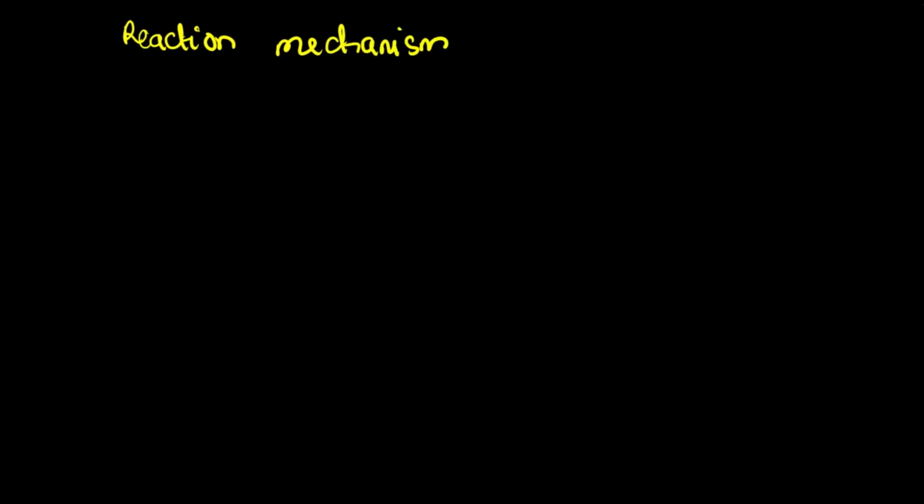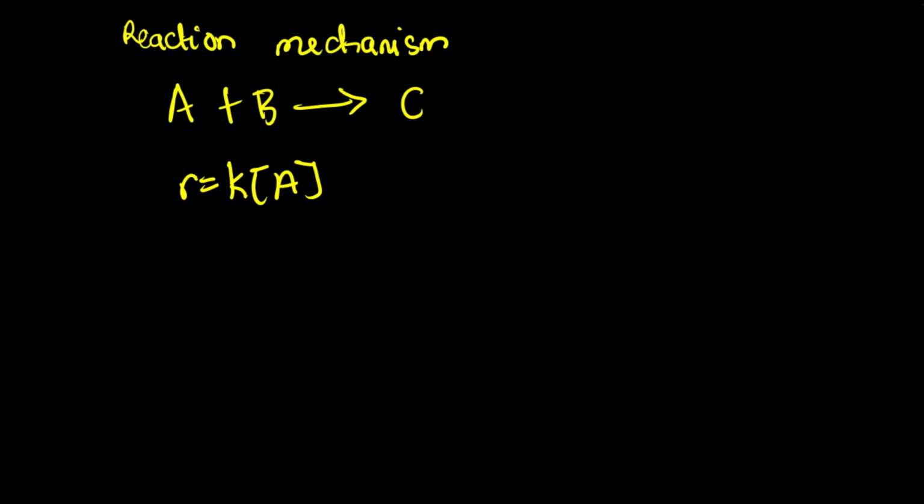Okay, now this is important because the reaction mechanism helps us to understand why we can have two reactants, A and B, and yet the rate law would look something like R equals K[A], where B has no effect on the rate of the reaction. So the concentration of B for a situation like this has no effect on the reaction rate.